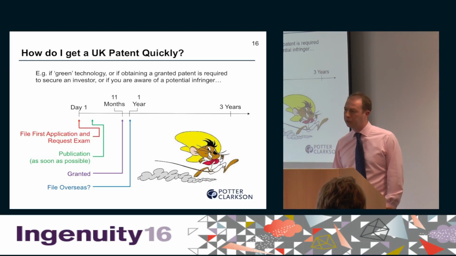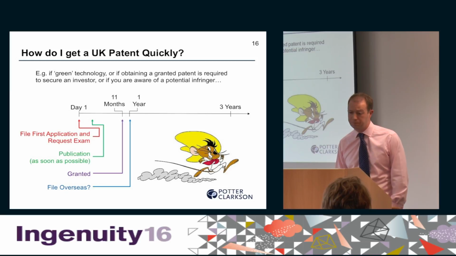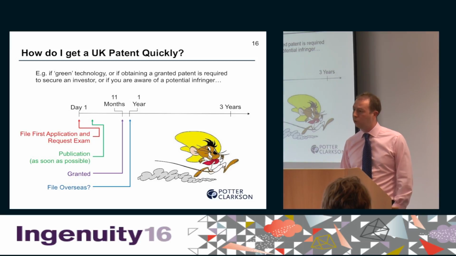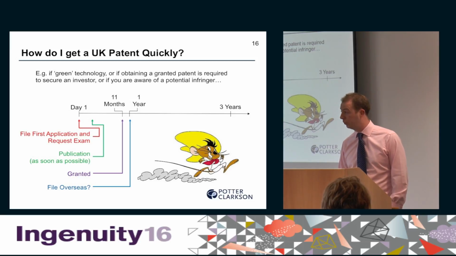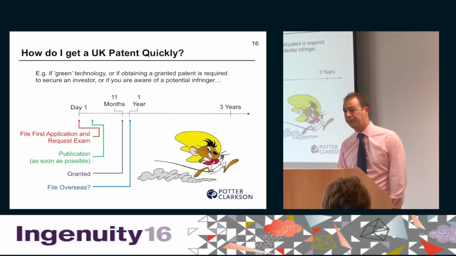This isn't available as of right, but if your invention relates to a green technology, and that's interpreted very broadly by the Patent Office, or if obtaining a granted patent will help you obtain investment, or if you are aware of a potential infringer that you want to stop, if you've got a good reason, the Patent Office will speed things up, and potentially you can get a patent granted in less than a year.